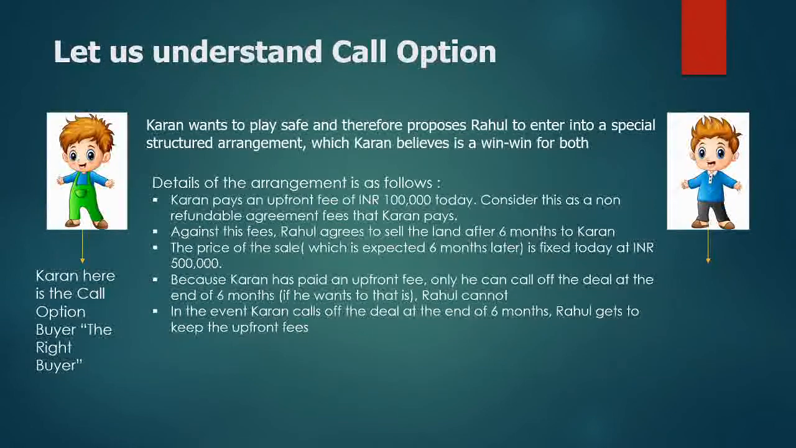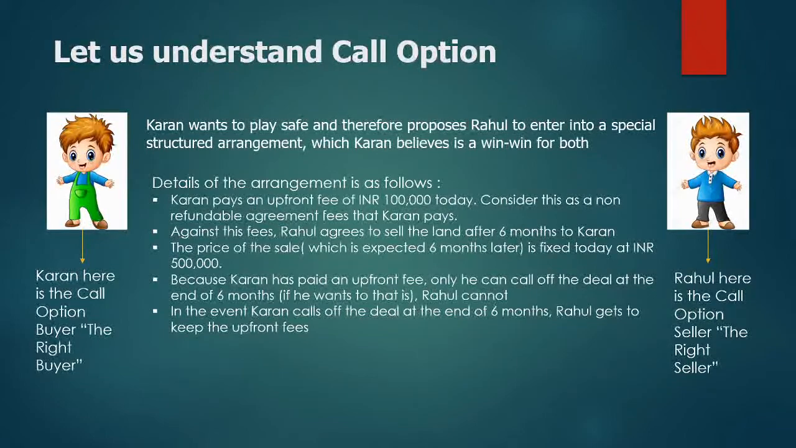Because Karan has paid an upfront fee, only he can call off the deal at the end of the 6 months, and Rahul cannot. In the event Karan calls off the deal at the end of 6 months, Rahul will keep the upfront fee. That is obvious. So in this case, Karan is a call option buyer or the right buyer. He has bought the right to purchase the land after 6 months at rupees 5 lakh, and for that he has made an initial investment of rupees 1 lakh.